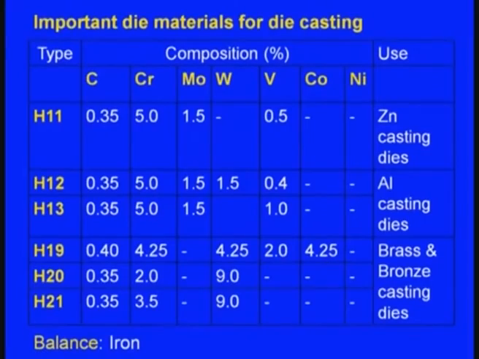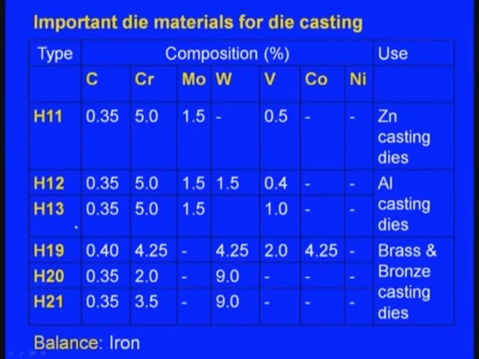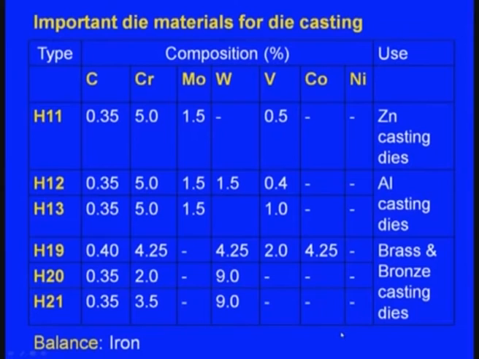Next, H19 steel: carbon content 0.4%, chromium 4.25%, tungsten 4.25%, vanadium 2% and cobalt 4.25%. This steel is used for making brass and bronze castings. Next, H20 steel: carbon content 0.35, chromium 2%, tungsten 9%, and this steel is also used for making dies for bronze and brass castings. And finally, H21 steel: carbon content 0.35, chromium 3.5, tungsten 9%. This is also used for making dies where brass and bronze castings are to be made. In all these cases iron is the base element.